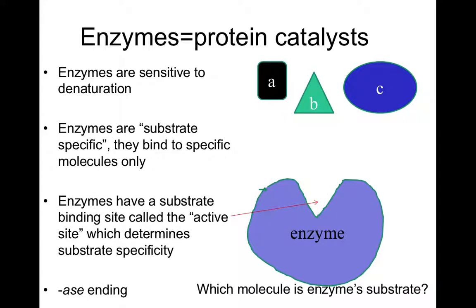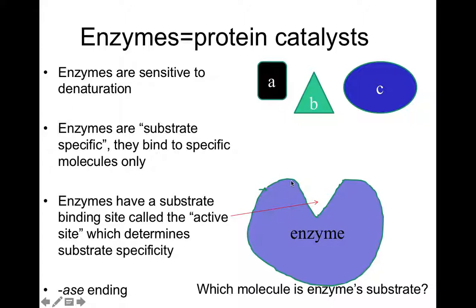We say the enzymes are sensitive to denaturation, so everything that would denature a protein will denature an enzyme. So high temperature, extremes of pH, heavy metals will all cause denaturation of our enzymes. And another property of enzymes is they are what we call substrate specific. They're going to bind to specific molecules only.